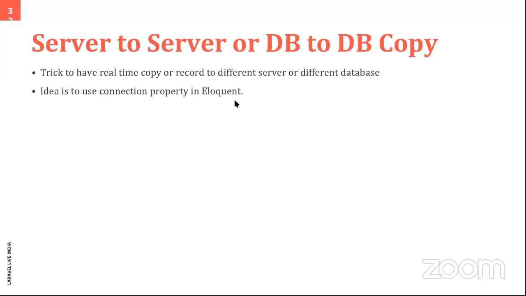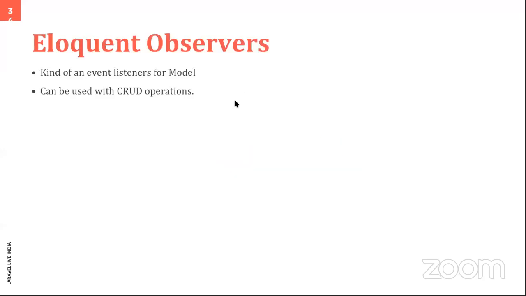For that, what we normally do is either use APIs or, if you're using service providers like AWS or any other, they give you server to server copy or database to database replica. But what if this type of server infrastructure is not available and you still want to do this? In Laravel, Eloquent has a trick to do that. Along with that, I want to cover the next topic, which is observer. I will show a demo of both together.